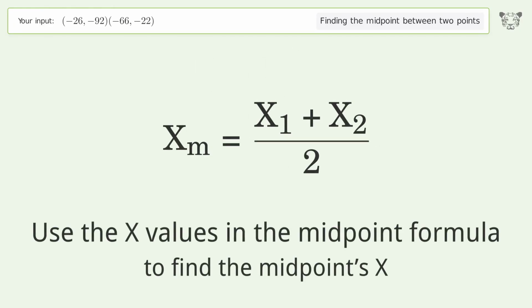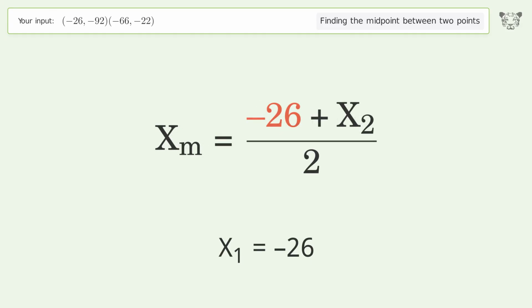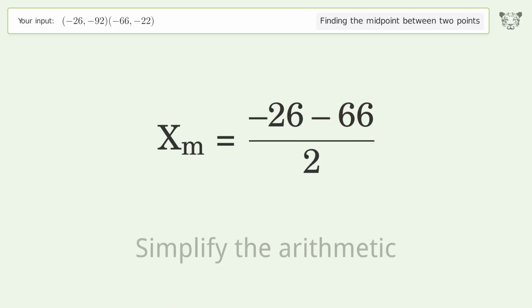Use the x values in the midpoint formula to find the midpoint's x. x1 equals -26. x2 equals -66. Simplify the arithmetic.